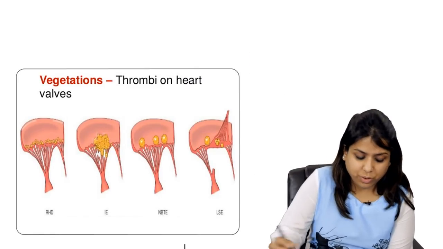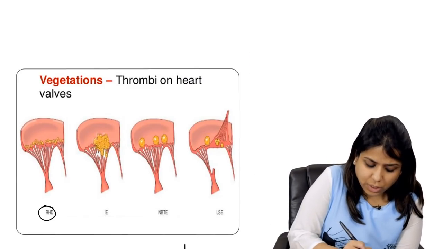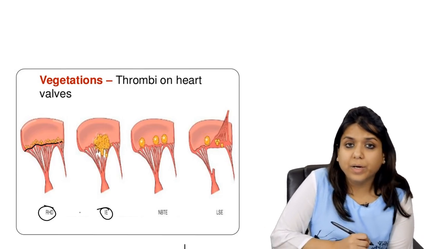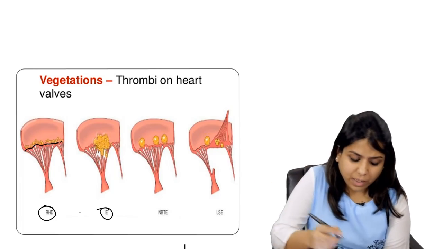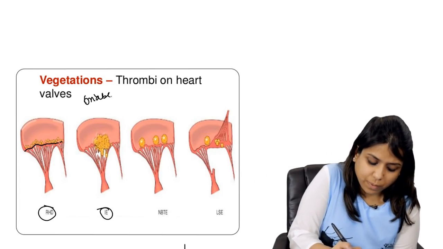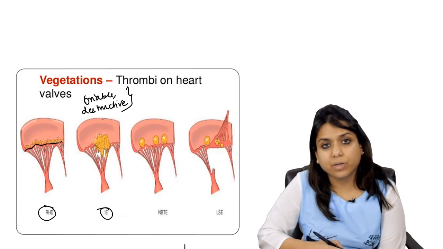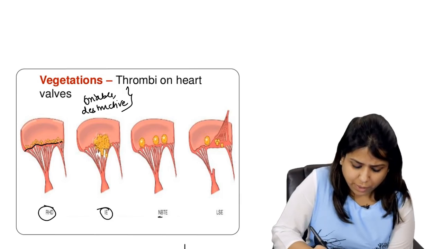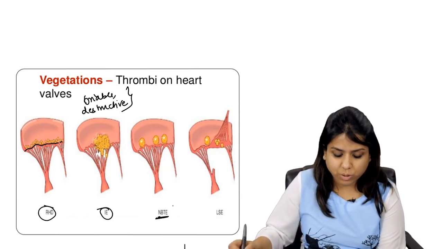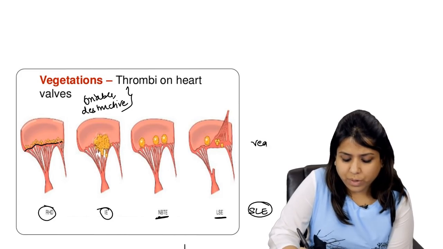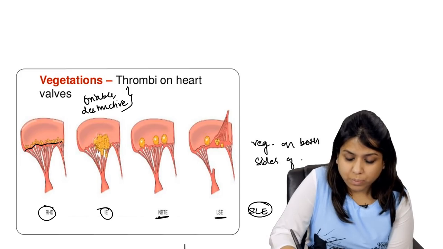Different types of vegetations on the heart. Rheumatic heart disease, small warty vegetations along the line of closure. Infective endocarditis, large friable vegetations. They are friable. They are destructive. They can destroy the chordae tendineae. NBTE, multiple scattered vegetations. Libman-Sacks endocarditis seen in SLE shows vegetations on both sides of valve leaflets, right?